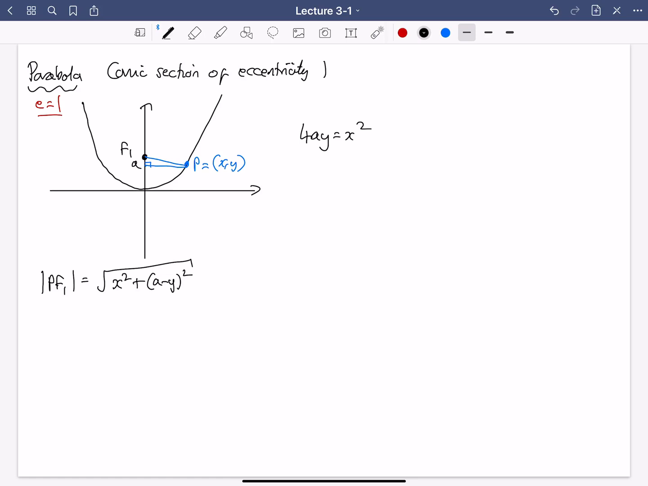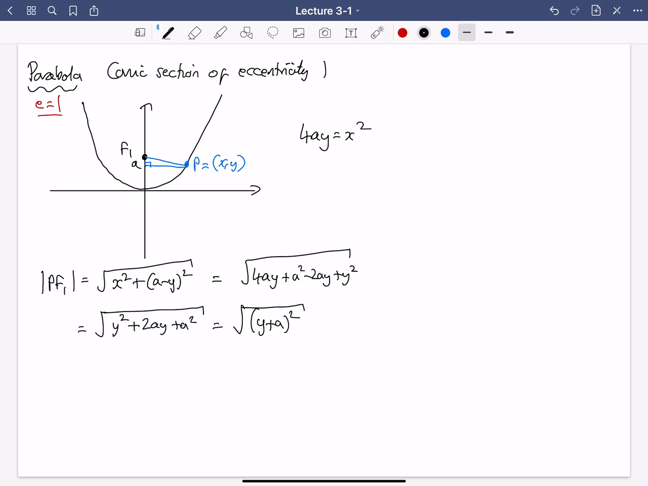Okay, so let's calculate that. It's where x squared is the same as 4ay because that's the point on the parabola. And if I FOIL out the other guy, I get a squared minus 2ay plus y squared. And that's quite nice because I've got the y squared, I've got 4ay, take away 2ay, so that leaves 2ay plus a squared. That's that length. And hopefully you recognize that that's y plus a all squared in there. So I can square root it and I get y plus a.